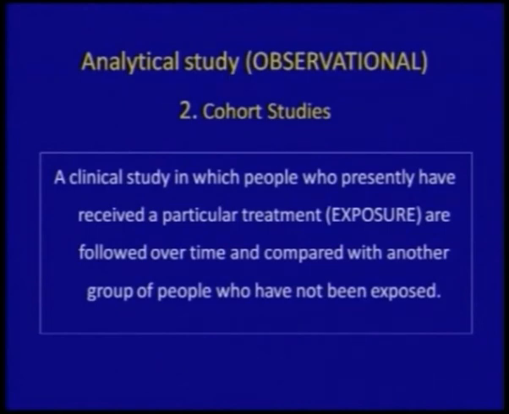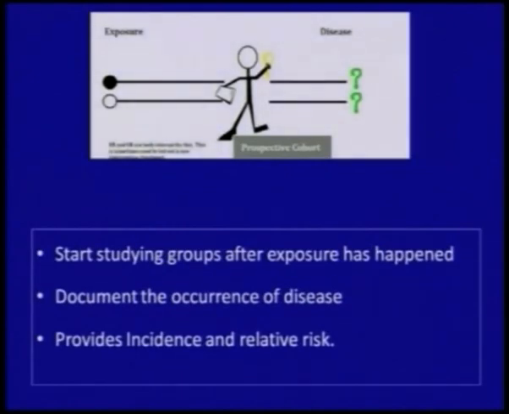So the second group of observational studies are called cohort studies. So this is a clinical study in which the people have received the particular treatment or the exposure to the risk factor has happened. Now they are going to be followed up prospectively to study how many of them are going to get the disease. So remember that picture in your mind. So now the exposure has happened. Now the researcher enters into the study. Now he follows them prospectively to analyze whether the disease is happening in which group of people.